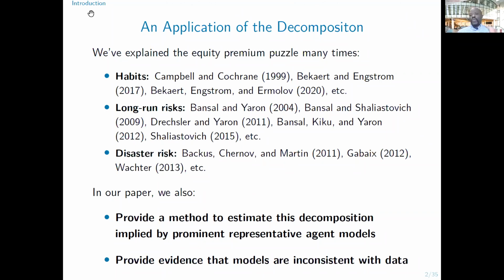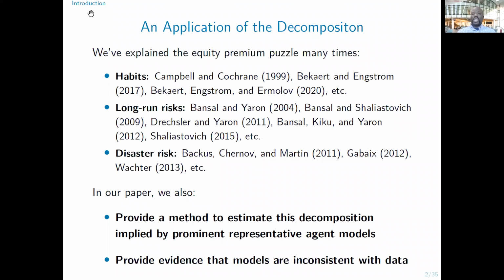So one key contribution is to provide this decomposition in the data. The second contribution is to propose a new approach to infer this decomposition, this component, from each model. And next, we can compare these two decompositions. We found that the key finding is that the models are inconsistent with the data. They are not getting close to the data.